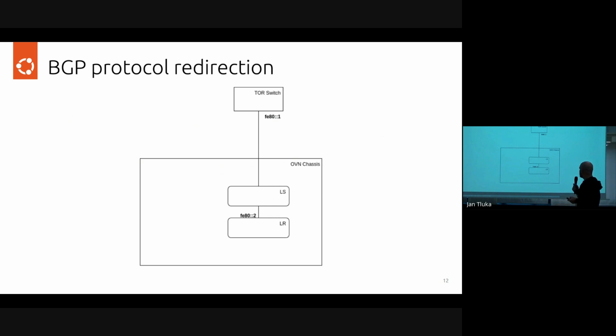So take a very simple scenario like this. There is an OVN chassis hosting a logical router, and through a logical switch, it's connected to an external network, and on this external network, there is a top of rack switch. We cannot bind a BGP process to the address of a logical router port, because logical router ports cannot be bound to a system interface the same way that logical switch ports can be.